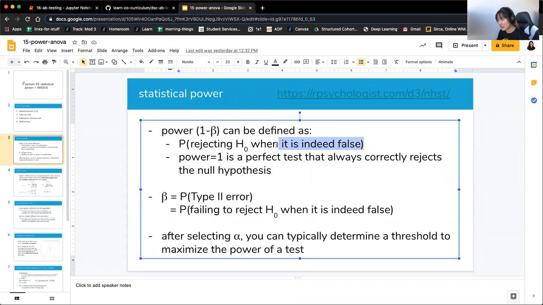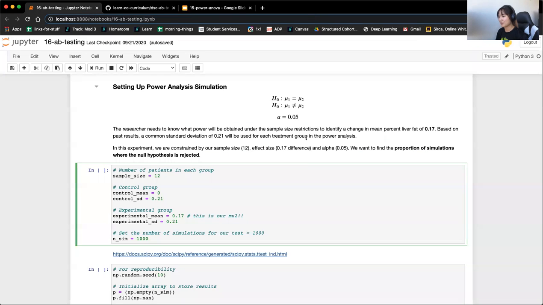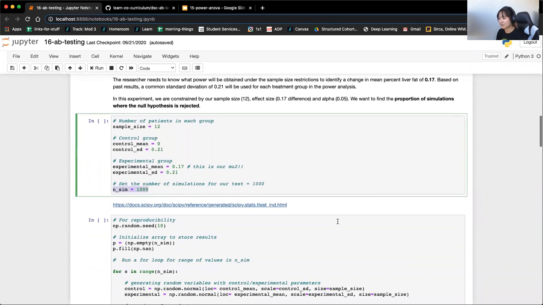So here we're going to start with the experimental group being indeed false, and there'll be a little bit more setup to this, and we'll see that happen. And then here, number of simulations, we'll do 1,000 for now. If you do more simulations, of course, it'll be a little bit more accurate, but I think 1,000 is enough to show what we're doing here.